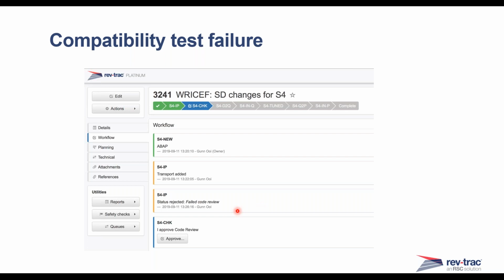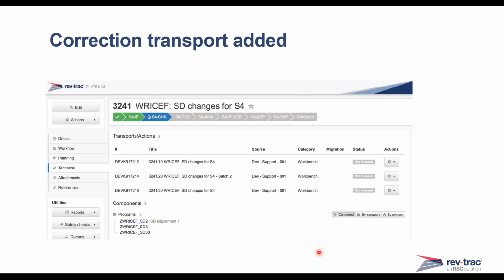Developer is alerted. It may very well be the developer that actually signed off this or rejected it, but maybe a tester signed on this and rejected it. But it now goes back to in development. Once it's in development, a new transport will be added. So in this case, here we can see that the correction transport was added. So now we've got 3 transports, we've got 3 objects here.